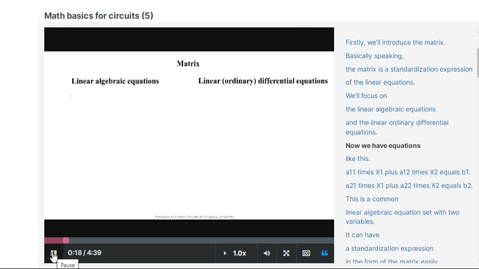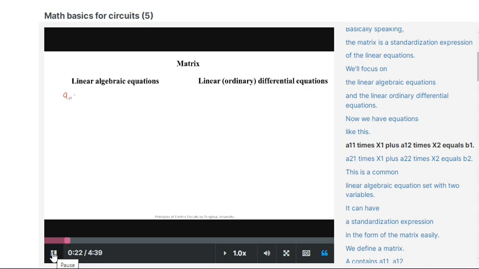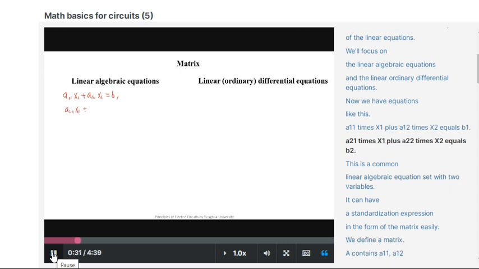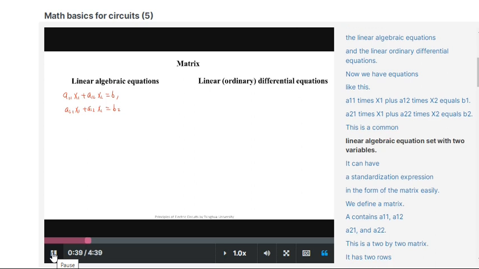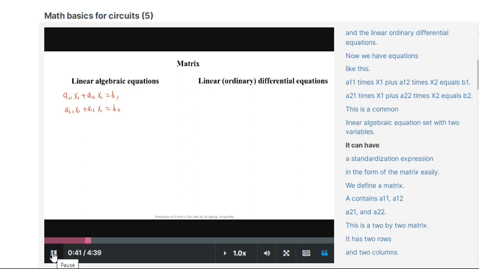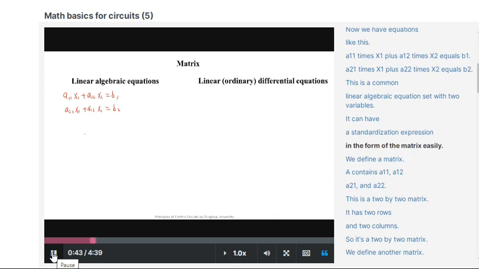Now we have equations like this. A11 times x1 plus A12 times x2 equals B1. A21 times x1 plus A22 times x2 equals B2. This is a common linear algebraic equation set with two variables. It can have a standardization expression in the form of the matrix easily.